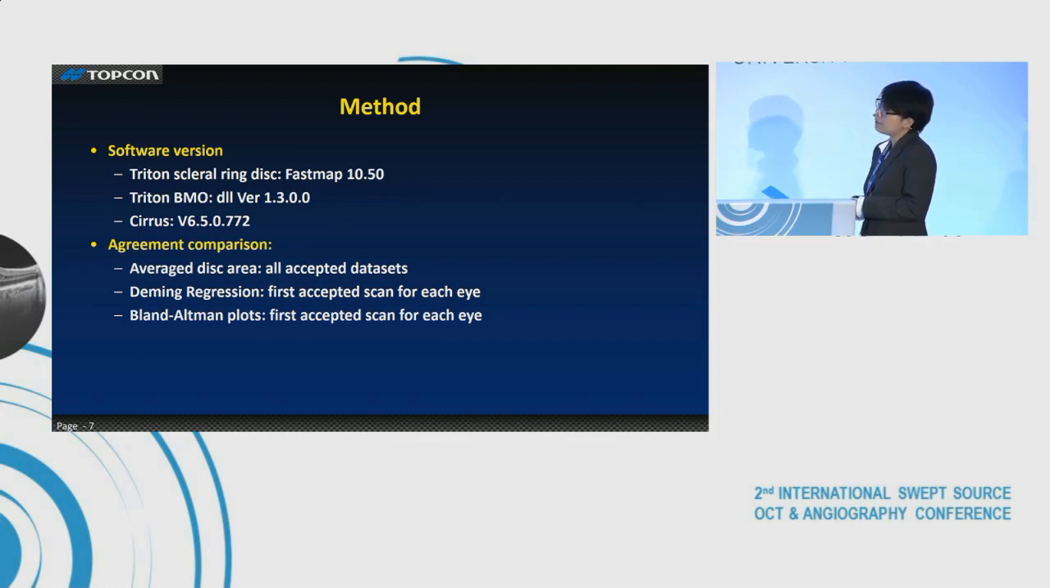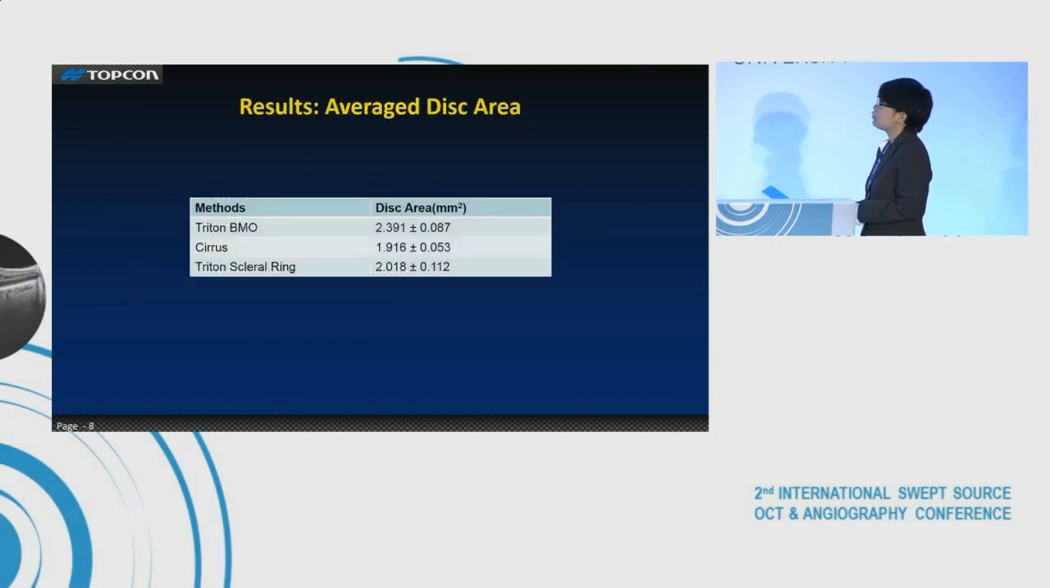To compare the agreement, we calculate the average disc area using all accepted datasets, and the Deming regression and Bland-Altman plots using the first accepted scan for each eye. Here's the result for the average disc area. As you can see, Triton BMO has the largest disc area, whereas Cirrus BMO has the smallest disc area. And Cirrus BMO is closer to Triton Scleral than to Triton BMO.